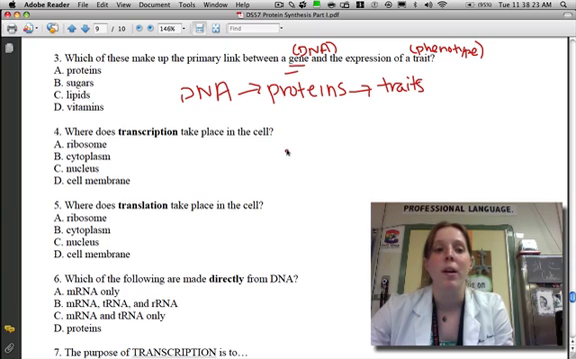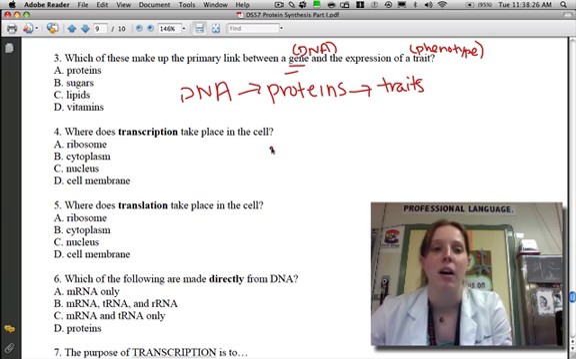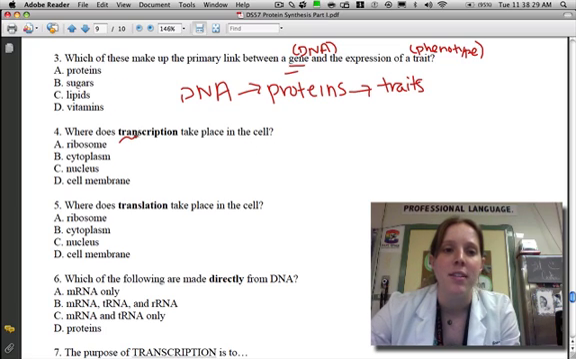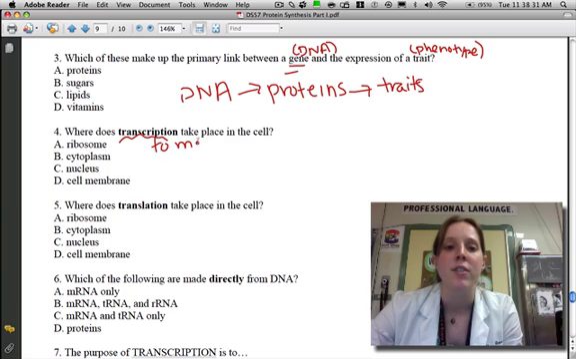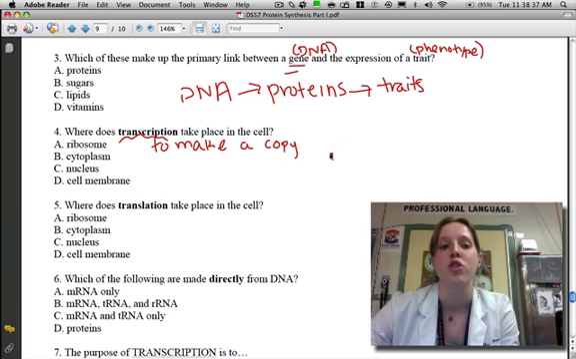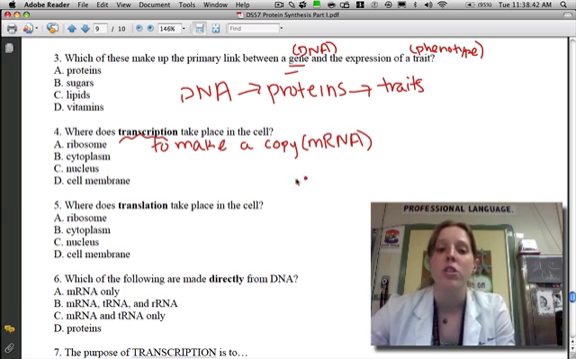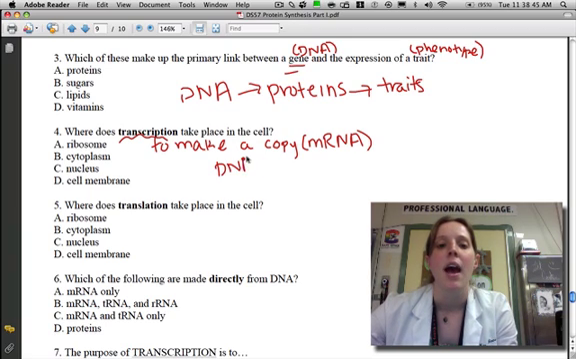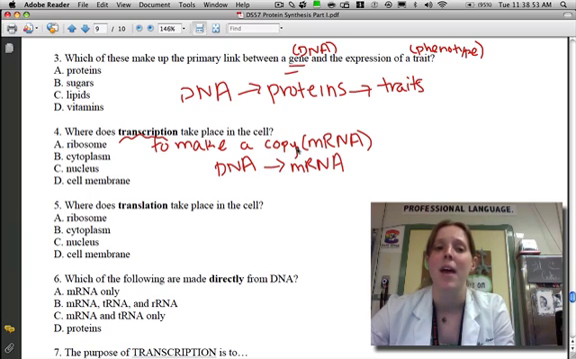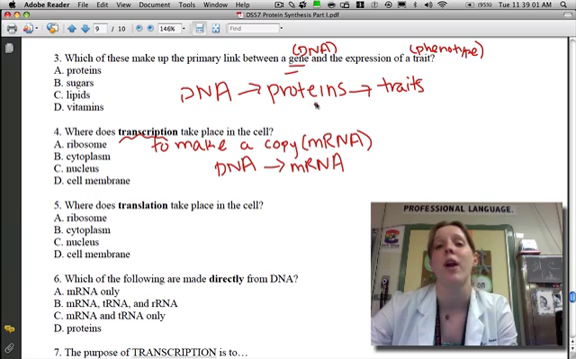The next question says, where does transcription take place in the cell? Now, to transcribe something means to make a copy. I know that transcription is the step of making a protein, where we make a copy of the DNA's instructions in the form of mRNA, or messenger RNA. And in order to do this, I'm going to need to open up my DNA and use it to make a copy of mRNA. Now, DNA only hangs out in one place in the cell, and it can't leave that one place. So transcription is going to have to happen in that one place in the cell where DNA hangs out. So see if you can pick out the correct answer to that question.